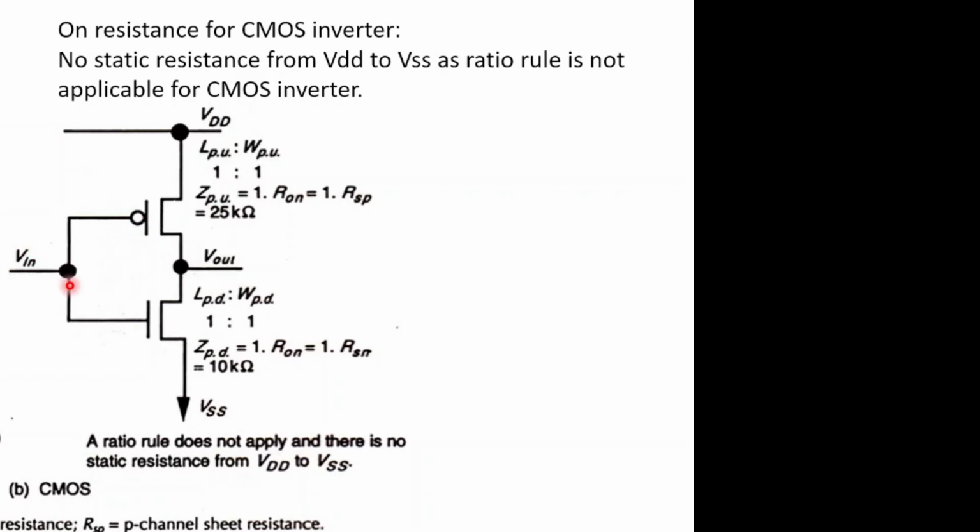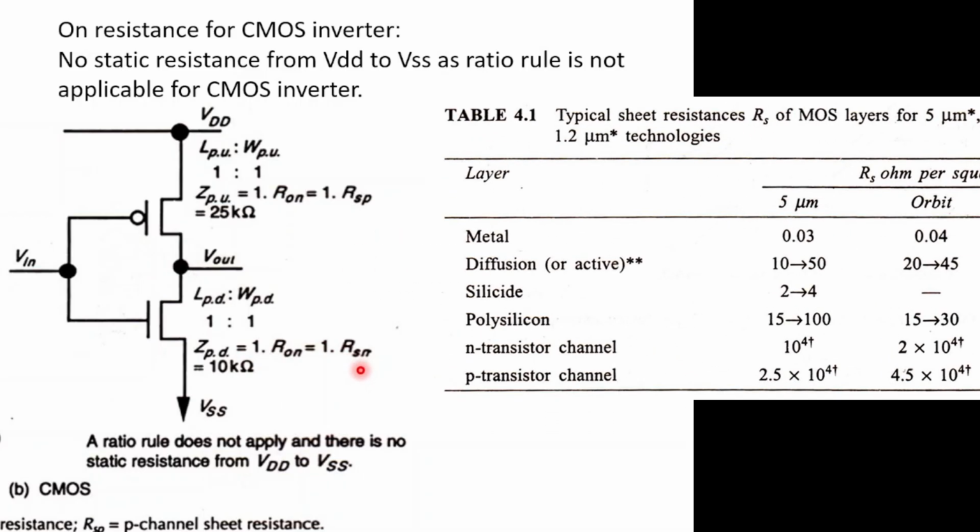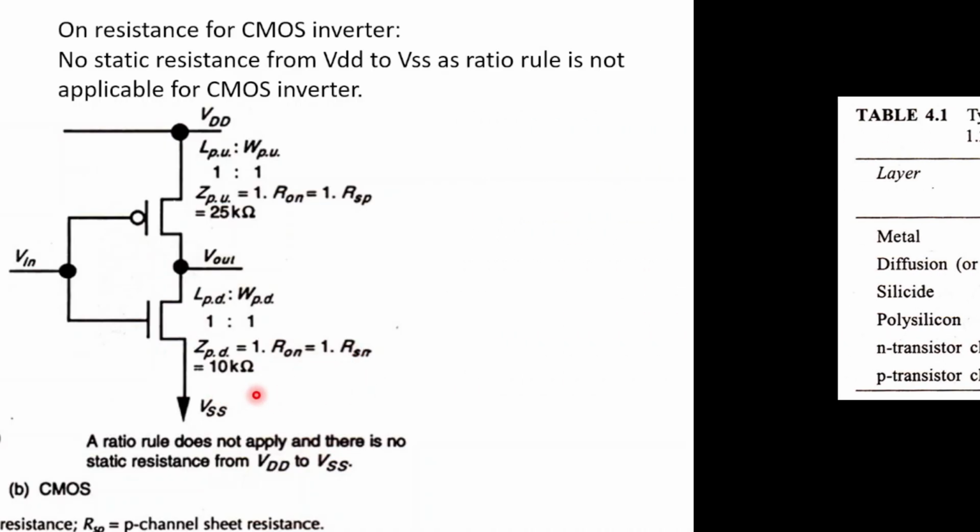If you want to calculate the on resistance for a CMOS inverter, when input is 1, the pull-up network is off but the pull-down network is on. So in this case, we only get the pull-down resistance. Here Z pull-down is given, that is 1:1. So on resistance is 1 into RSN, where RSN is the sheet resistance for the N-channel transistor. So R1 is 1 into 10 to the power 4, that is 10 kilo ohm.